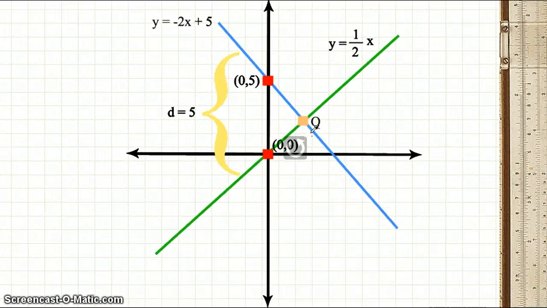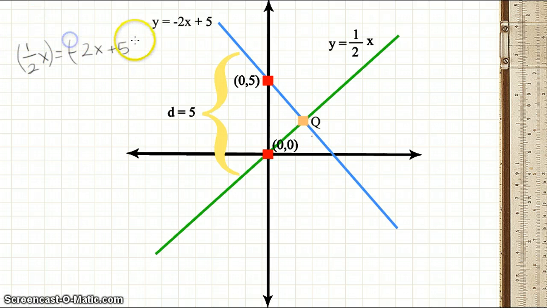So in order to do that, we are going to take 1/2 x here equals -2x plus 5. And I want to get the x all by itself, so I'm going to multiply 2 on both sides of this equation here. And by doing so, that gets rid of the 1/2 here.